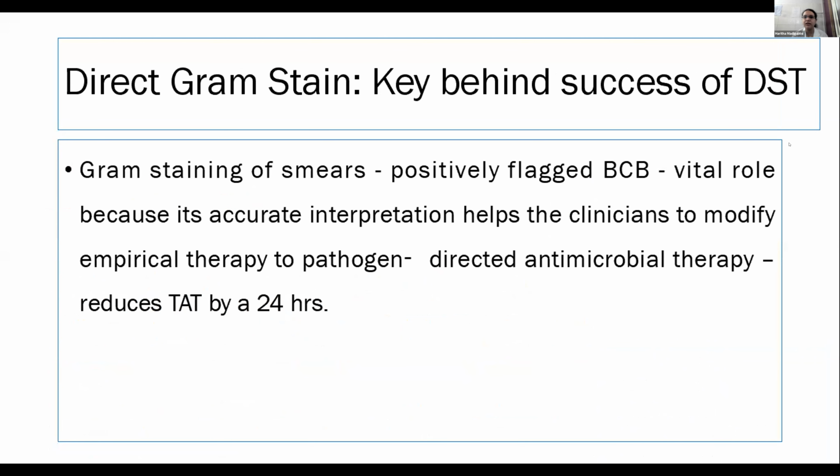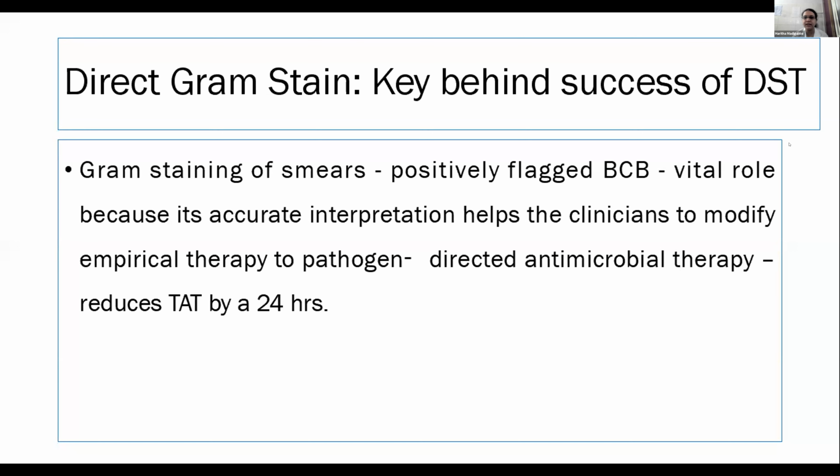I'll be telling you how it has to be done. Initially, a blood culture bottle flags positive. After it flags positive, you take out the blood culture bottle from the machine and you have to make the gram stain first from that. How do you make the gram stain? You have to mix the bottle properly, the blood and the broth properly. You need to mix 5 to 10 times.